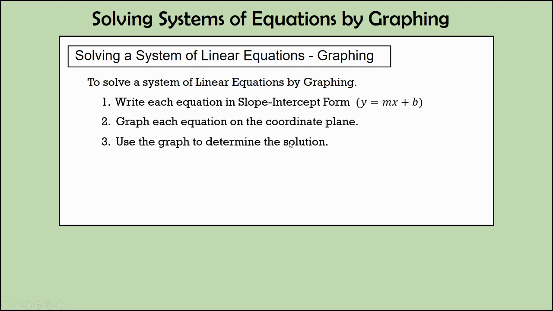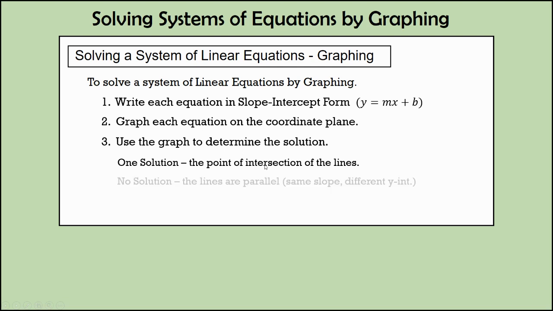We know there's a group of possible solutions out there, right? There could be one solution, and that's when the two lines intersect and you find that point of intersection. There could be no solution. That means the lines are parallel. Now, since we're setting these up to graph them, we'll know this ahead of time. If the two lines have the same slope and different y-intercepts, they're parallel. It will be no solution.